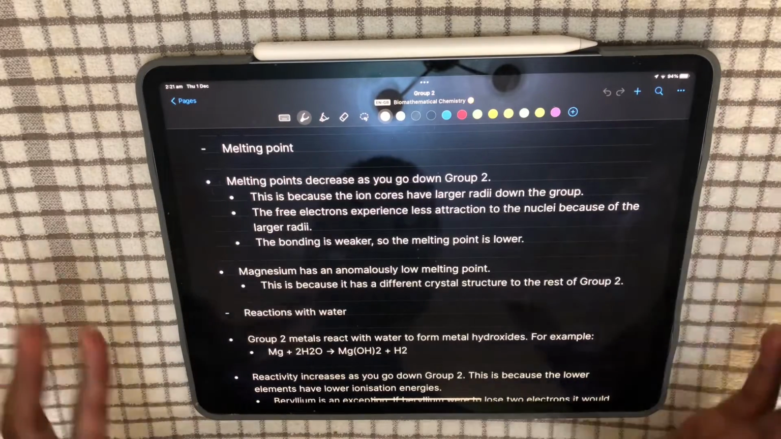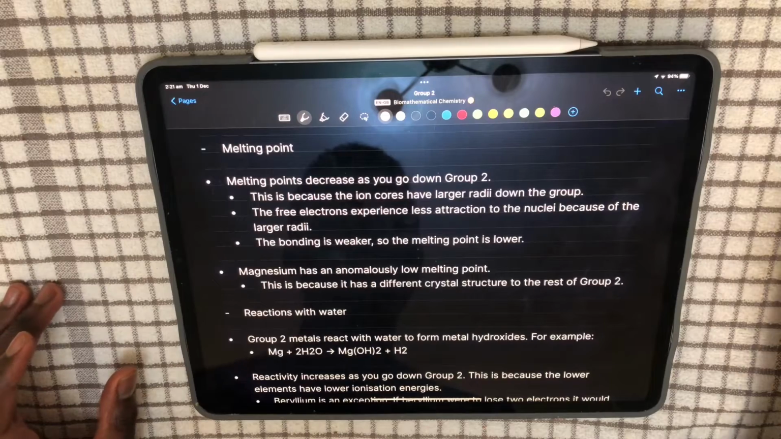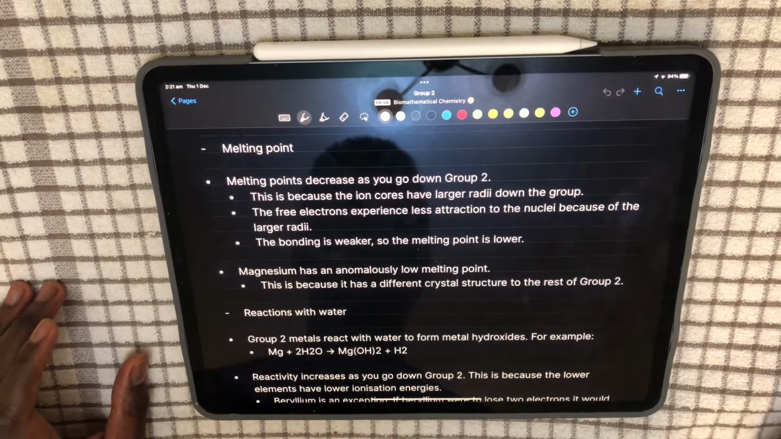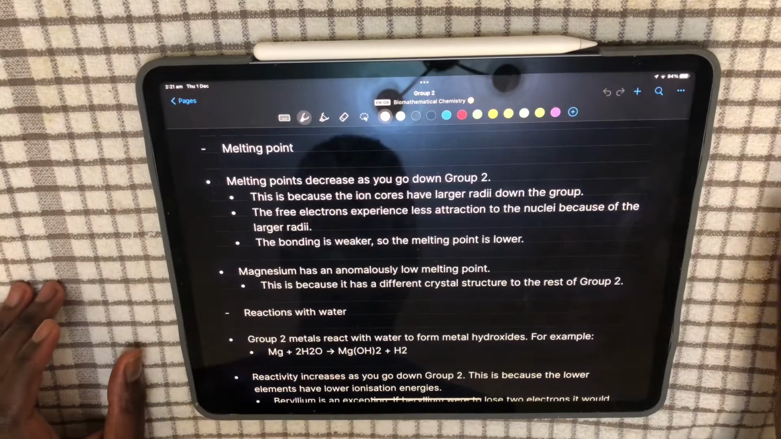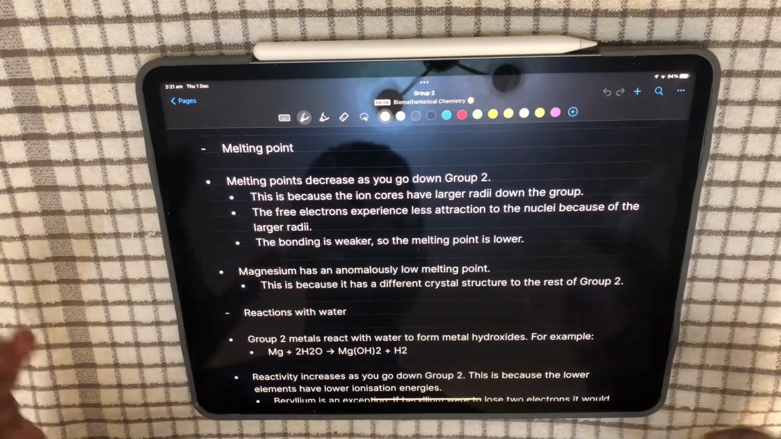So it's even lower than, I don't know what's the element under magnesium. I should have got my periodic table with me here, but it's even lower than that. But that's just because it's one anomaly, because of the different crystal structure.